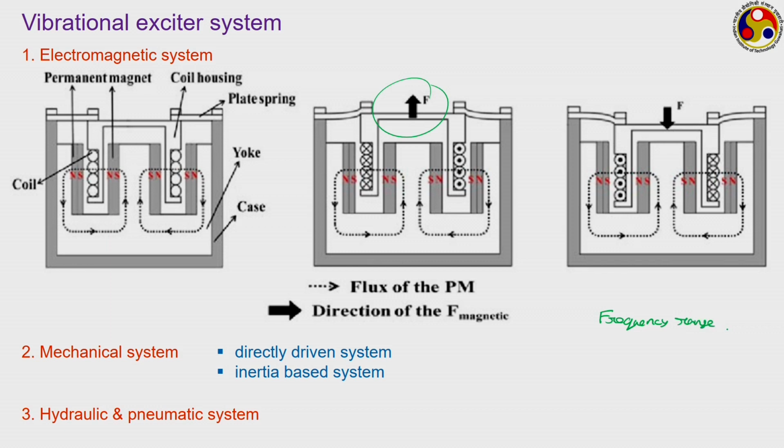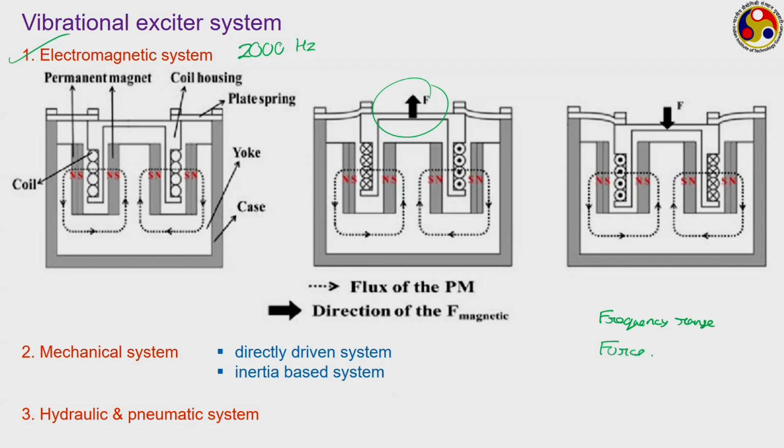The largest level of frequency, or upper frequency levels, can be achieved with the electromagnetic shaker. We can go for very high speed, easily in the range of 200 hertz, which is not possible with the mechanical or hydraulic or pneumatic systems. So, if we are looking for high frequency, the electromagnetic one is the most preferable one.